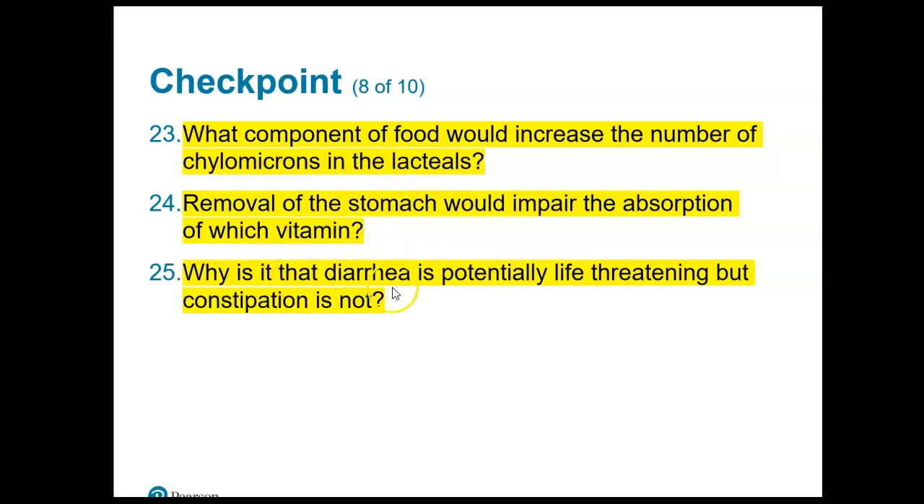25. Why is it that diarrhea is potentially life-threatening, but constipation is not? Diarrhea can lead to severe dehydration, and also it can lead to a condition called alkalosis, which is when your blood pH rises too high. It's the opposite of a condition called acidosis. So diarrhea is much more dangerous, faster anyway, than constipation.